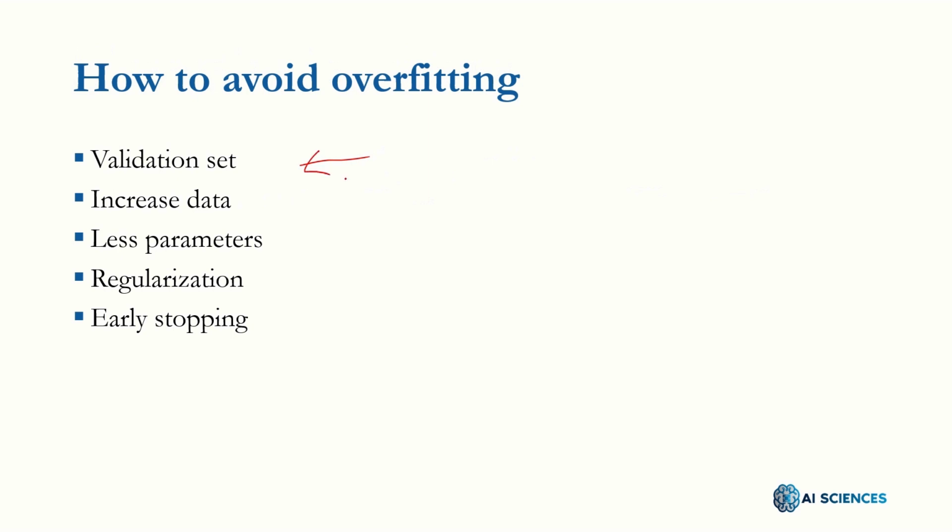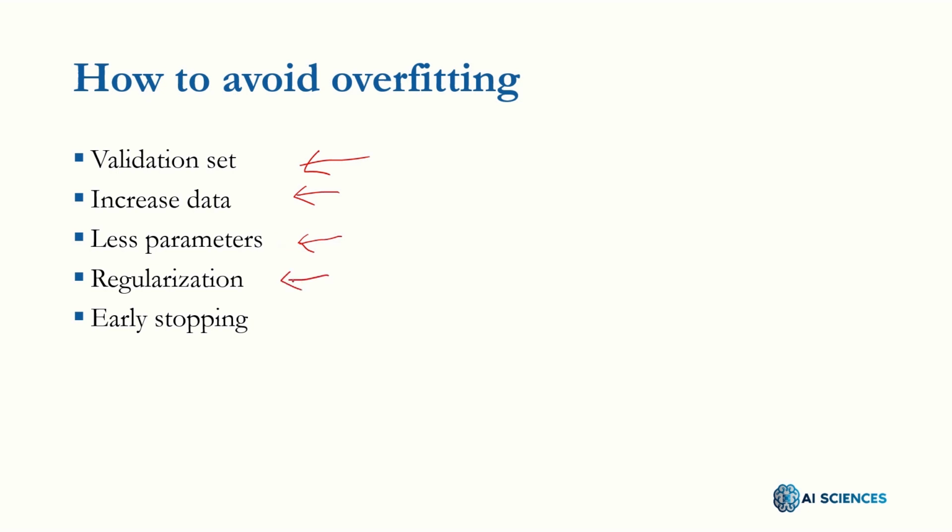We add a validation set too, along with the training and testing sets. We increase the data points in training data to avoid overfitting. We reduce the learnable parameters within the model, because as the number of parameters increases, it increases the power of the model, and it could have such power that it even fits the noise. So less parameters, less overfitting. Actually, it should not be less parameters. It should be a number of parameters according to the problem.